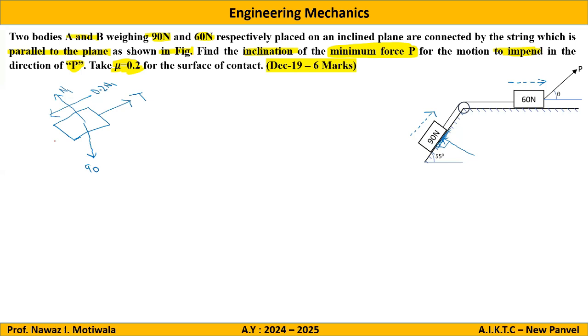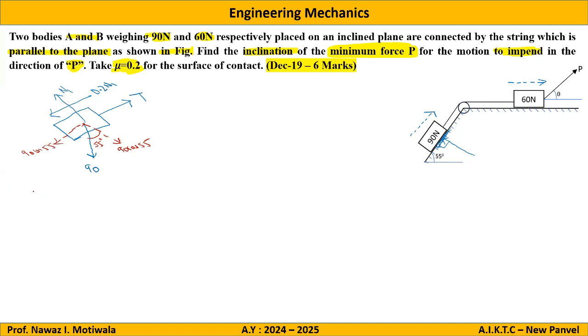Now, the only inclined force in this particular diagram is the weight, which I will resolve into X and Y components. As the force is vertical, it will make an angle with respect to the vertical component. So this is 55 degrees. So here it is 90 cos 55 and this is 90 sin 55.